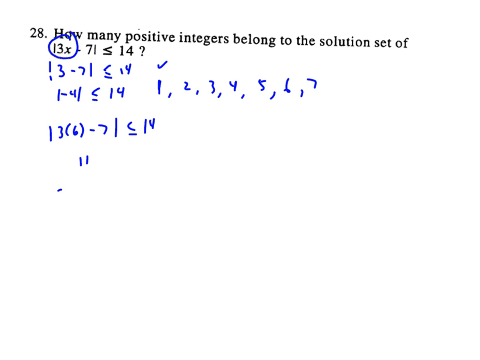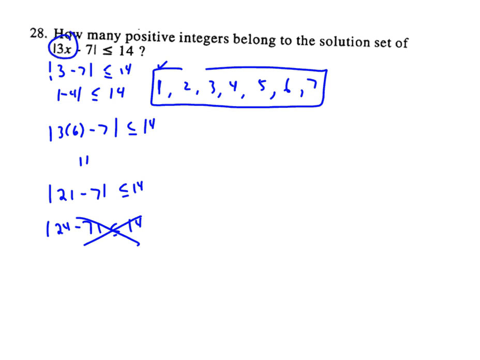We get 21 minus 7. Take the absolute value. Is that less than or equal to 14? Yes, so 7 works. But then when you try 8, you finally get one that doesn't work, because 24 minus 7 is 17, and 17 is not less than or equal to 14. So the correct answer is 7. The digits 1 through 7 all make this true.